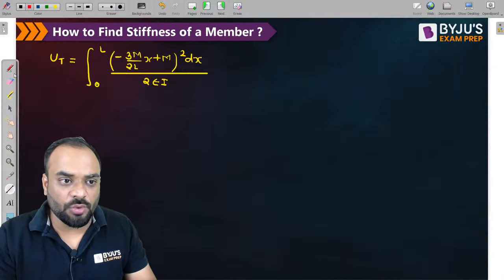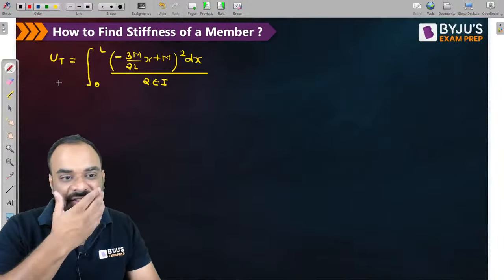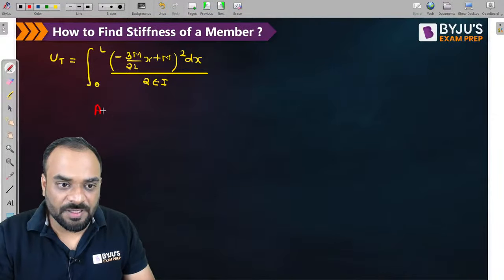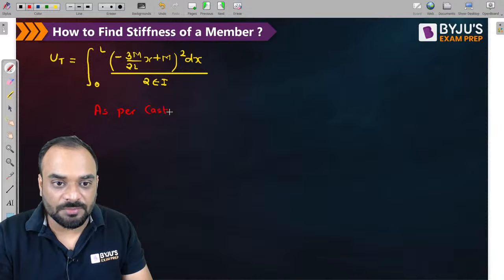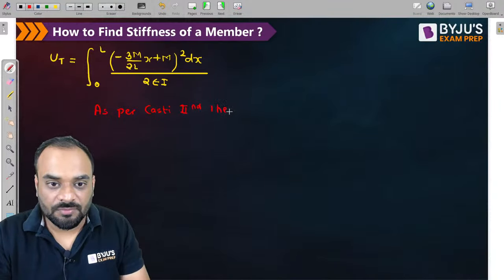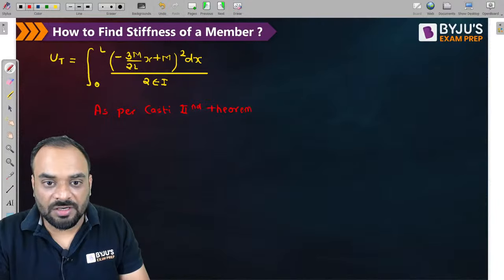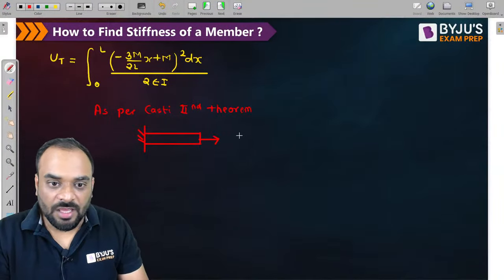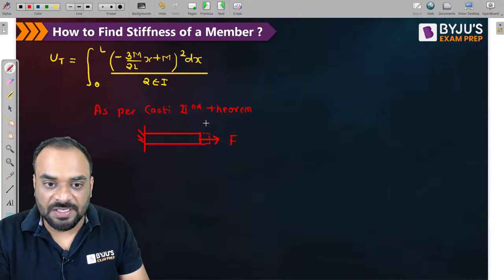Those students who are new over here, or who don't know about Castigliano's second theorem, let me explain in a very short way. Okay, so as per Castigliano's second theorem, we can write down, let us suppose this is our member in which we have applied a certain force. Let us consider F. And in the direction of force, let us consider some displacement is occurring, which is nothing but delta.